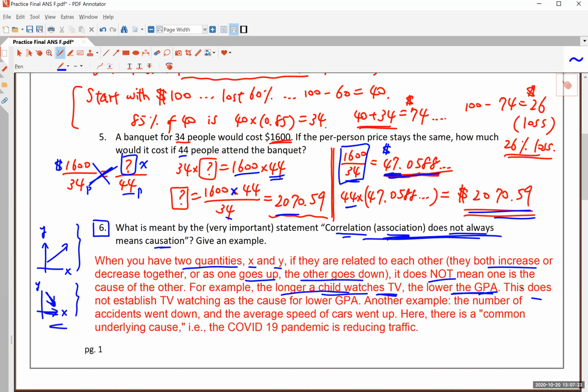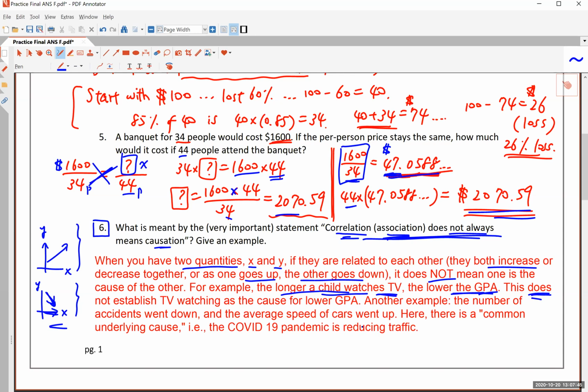And by the way, it may be true that the more TV time a child has, the lower the GPA. Maybe watching more TV would lower a student's GPA. That could be possible. All we are saying is it does not guarantee or imply automatically that TV watching is the cause of the lower GPA.